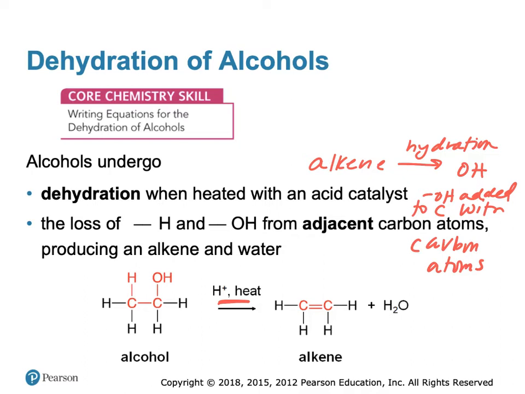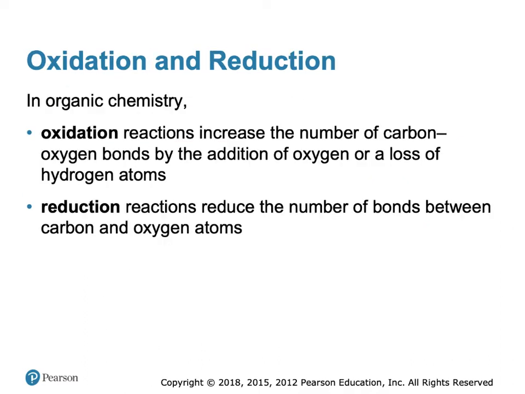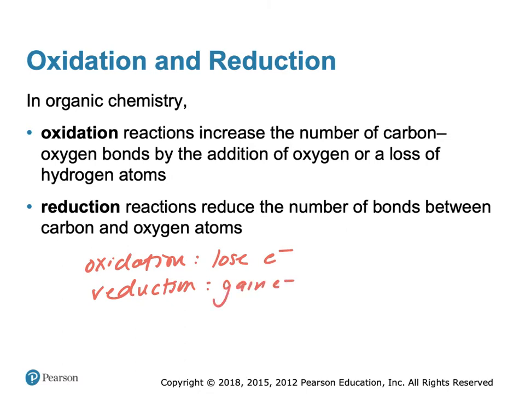When we learned about oxidation and reduction reactions previously, we learned that oxidation is when you lose electrons, and when you have a reduction, you gain electrons. We also learned that these reactions go hand in hand. You can't have an oxidation without a subsequent reduction. In organic chemistry terms, oxidation reactions increase the number of carbon-oxygen bonds by the addition of oxygen or a loss of hydrogen atoms. Reduction reactions reduce the number of bonds between carbon and oxygen atoms, or you gain hydrogen atoms.